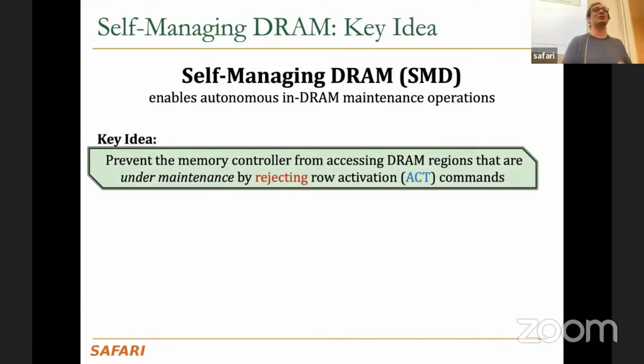The key idea is very simple, basically. We don't change the interface completely. It's a very simple, small change, which basically prevents the memory controller from accessing a DRAM region that's under maintenance. It could be one or more regions. And the mechanism by which the DRAM chip prevents the memory controller from accessing a region is by rejecting an activation command. If it gets an activate command to a region that it's refreshing, for example, the memory chip says, try again, memory controller. That's it, basically. And you can change the interface such that this delay is predictable or bounded, etc. The paper discusses all of those issues.